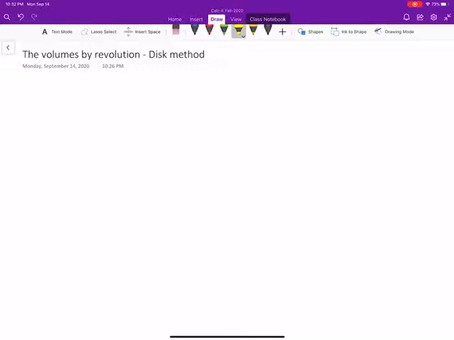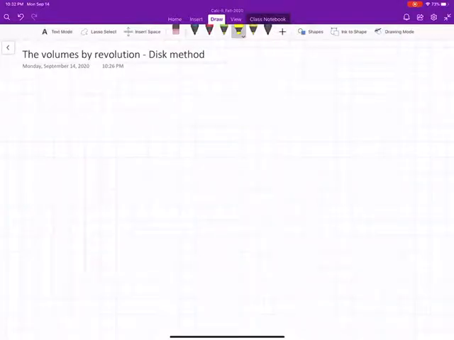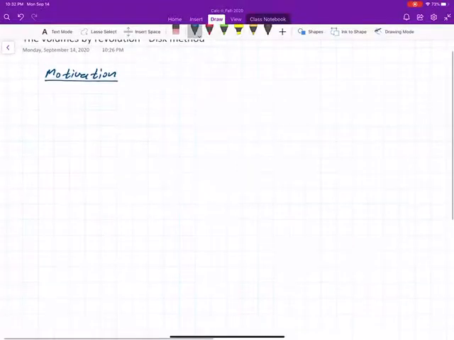Okay, so let's move to the motivation. First of all, I will give you the motivation. In this motivation, I'm going to explain to you how to compute volume by using the general method.